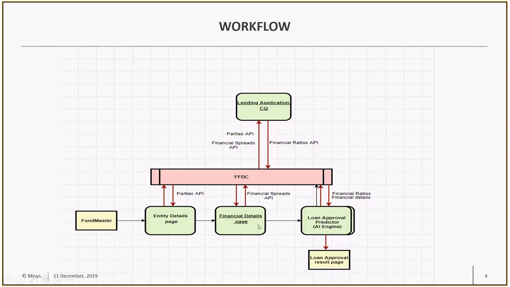Similarly, these financial parameters which we provided will be consumed by the Financial Spreads API and plotted in FFDC. These details are again consumed by the Financial Spreads API and provided to lending applications like CreditQuest. This lending application has an inbuilt logic of calculating financial ratios from these financial parameters. These calculated financial ratios will be consumed by the Financial Ratios API and plotted back to FFDC.